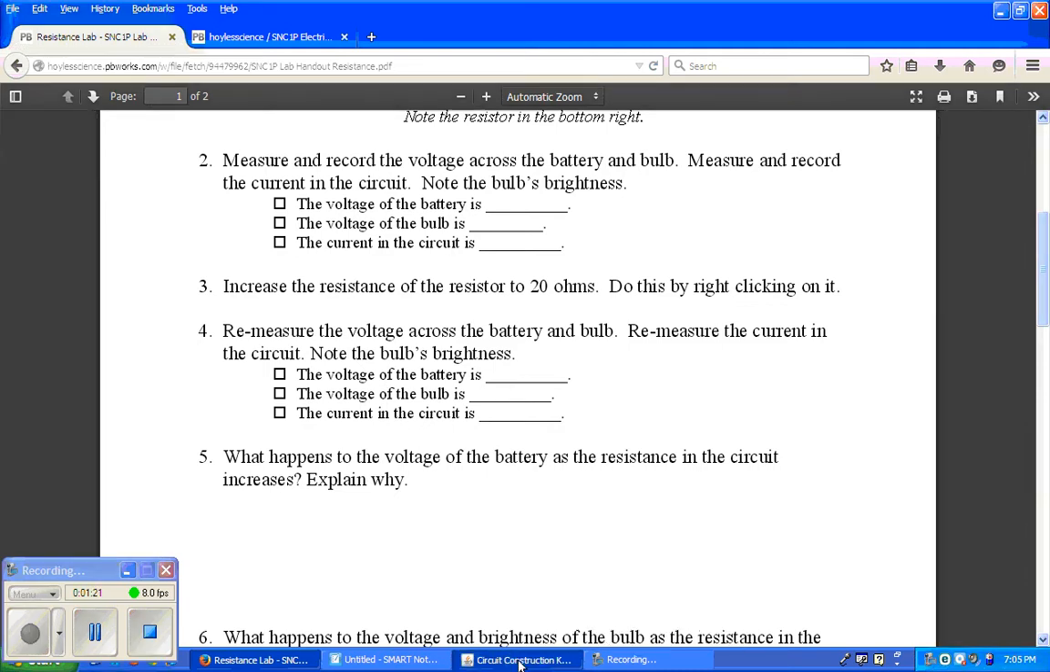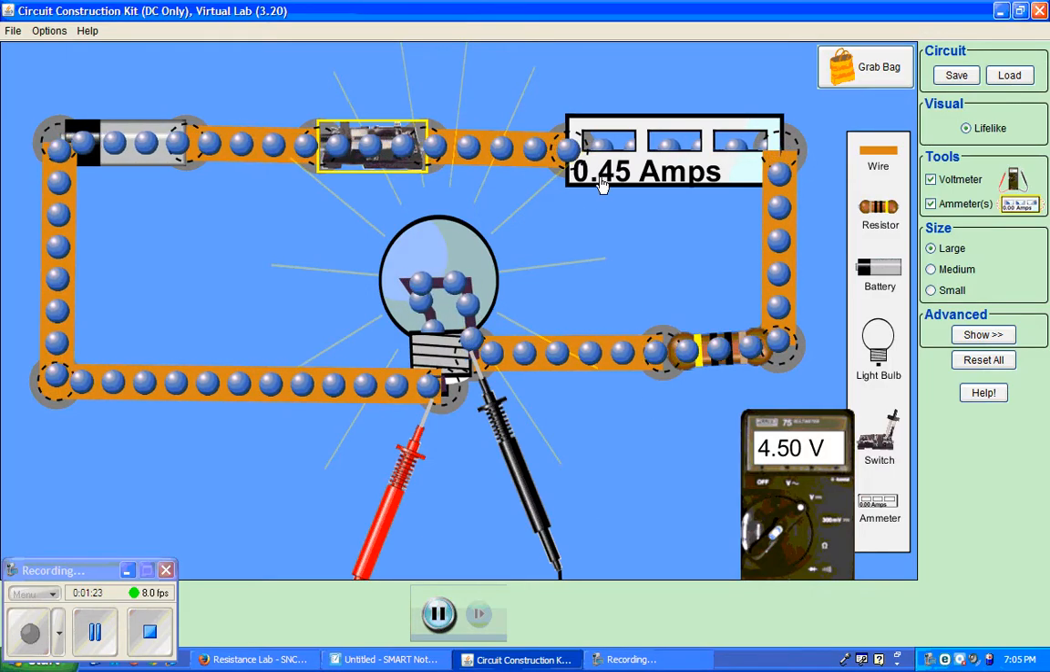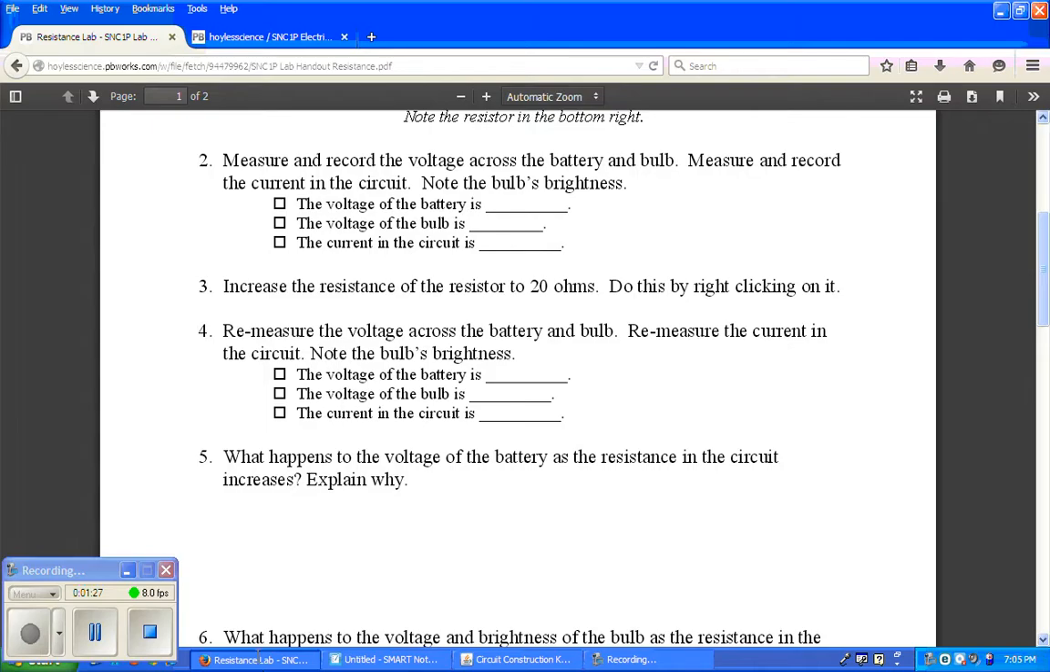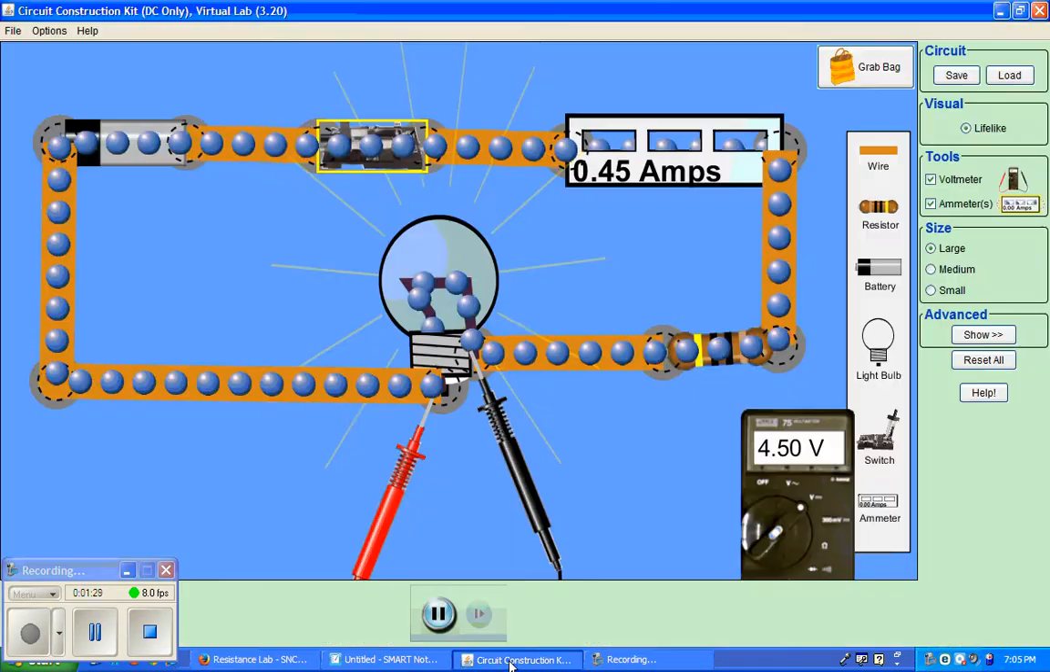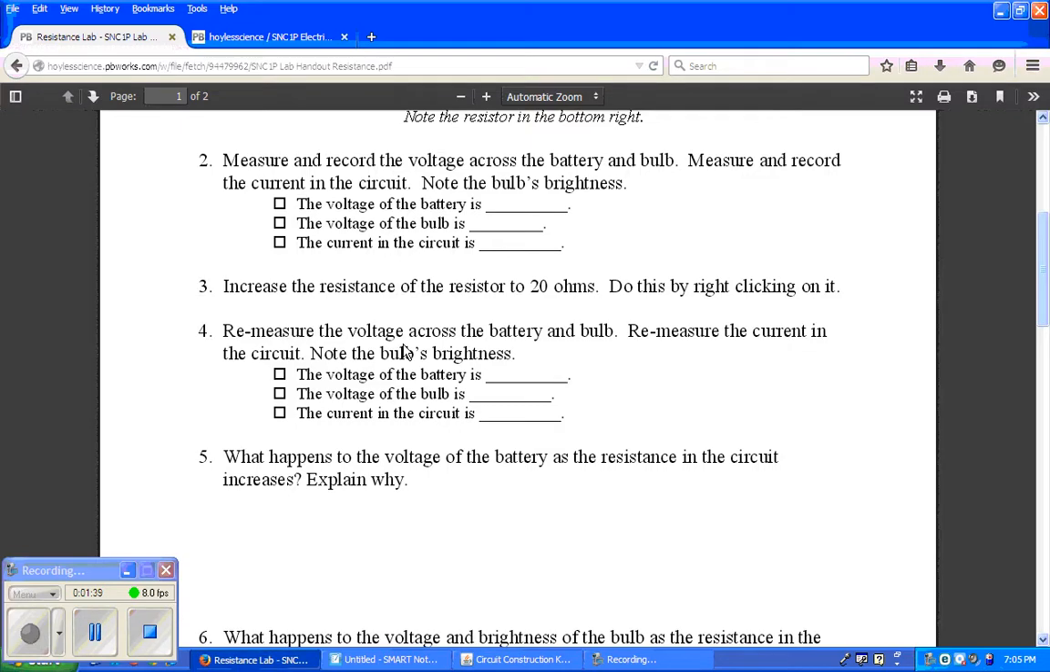What's the current in the circuit? So we measure the current in the circuit, and it is 0.45 amps. Okay, and note the bulb's brightness. So you've got a kind of average to low sort of brightness in our bulb here, and that's going to change as we manipulate the conditions of our circuit here. All right, so let's move on.